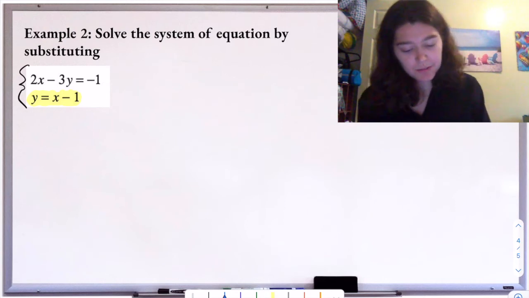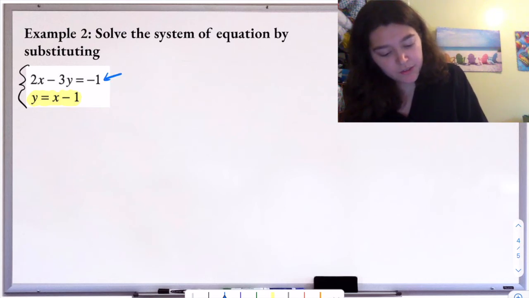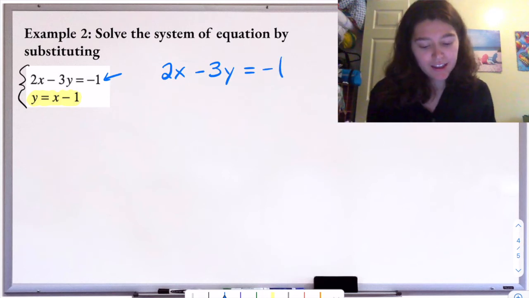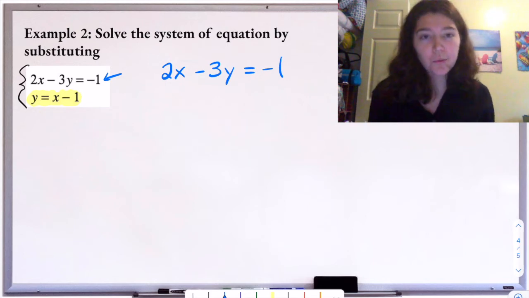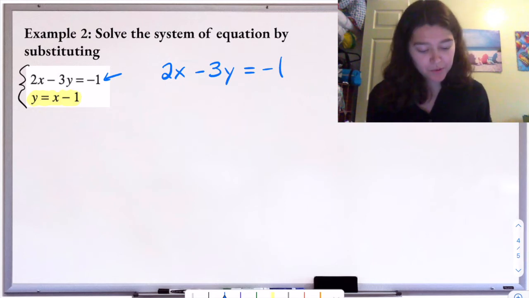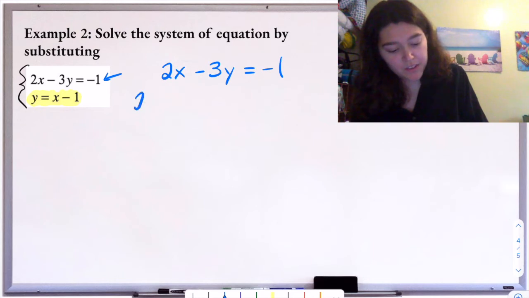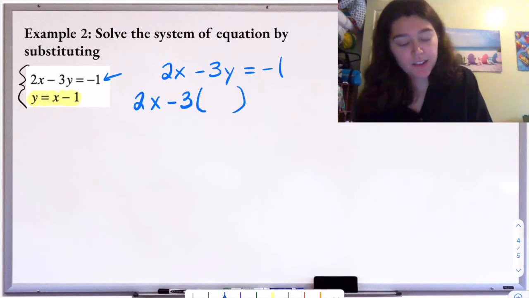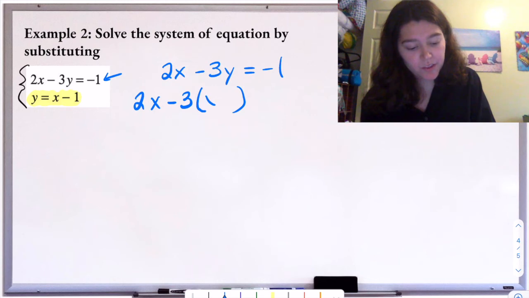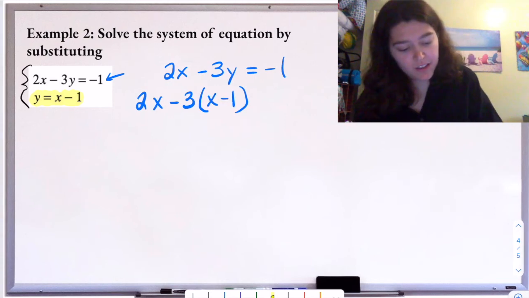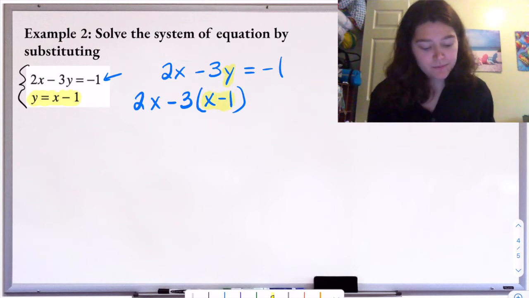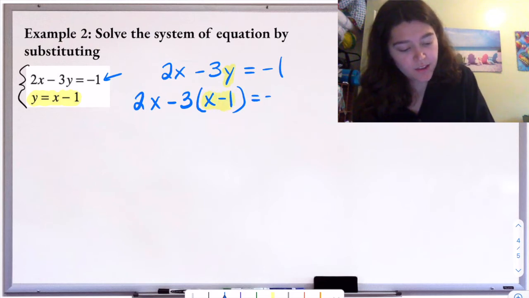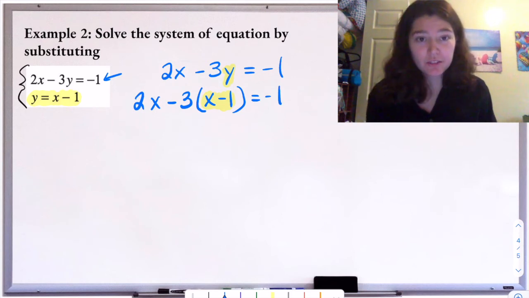Now what I'm going to do is rewrite that other equation, 2x minus 3y equals negative 1, and I'm going to substitute in x minus 1 for y in parentheses. Whenever we substitute, we always do that in parentheses. So instead of having this y, I'm going to replace that in parentheses with x minus 1. Because again, y is equal to x minus 1. And then from there, I can just solve this equation.